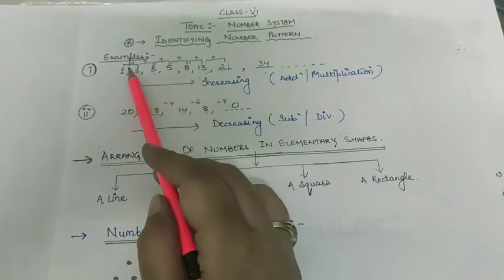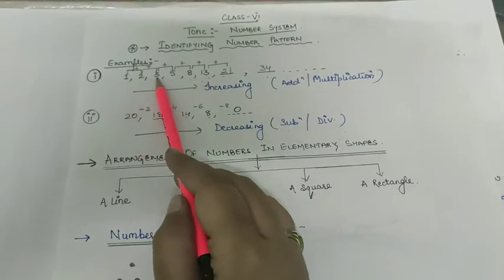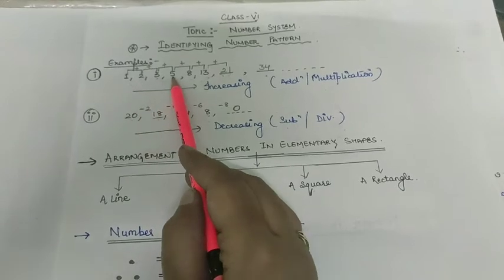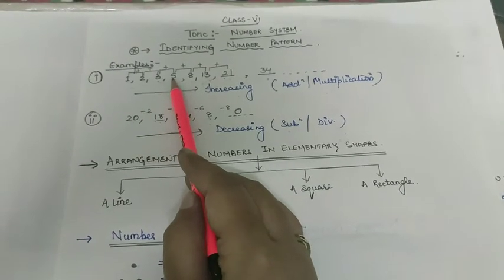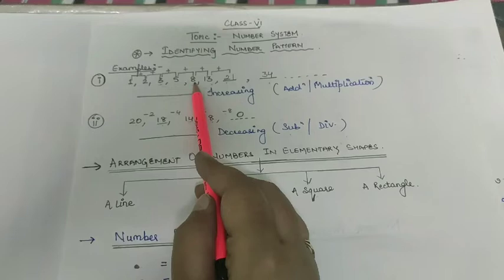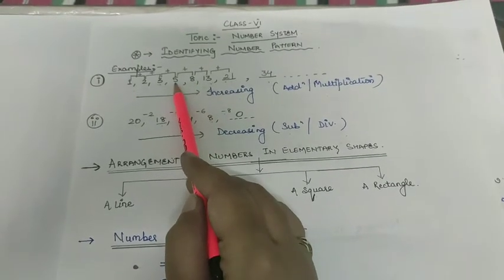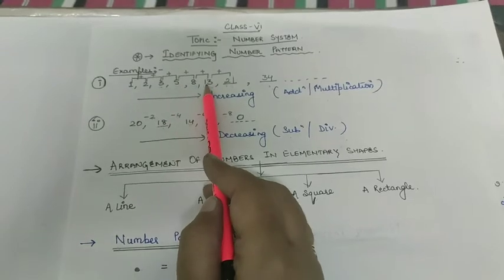So first I will see in this series that when we add 1 and 2, I get 3. Then when we add 2 and 3, I get 5. Then to this 5, when I add the previous number, I get 8. Then when to this 8 I add 5, the previous number, I get 13.